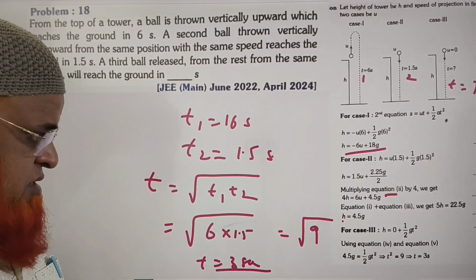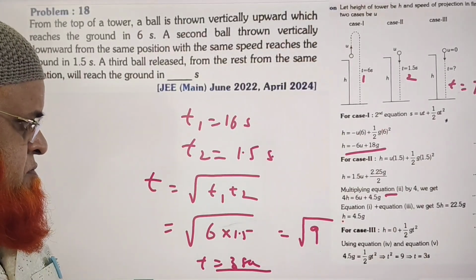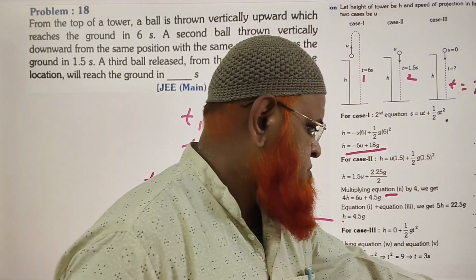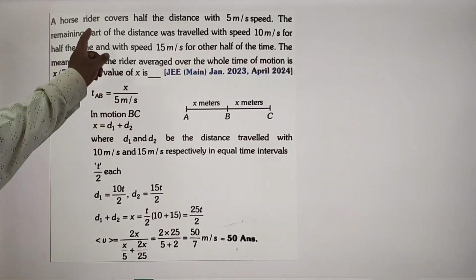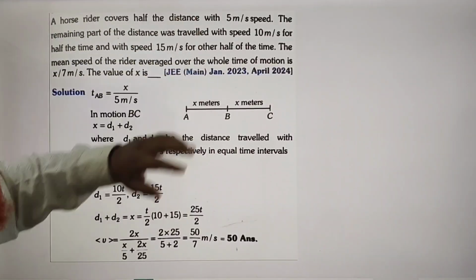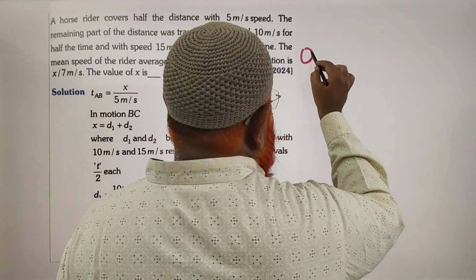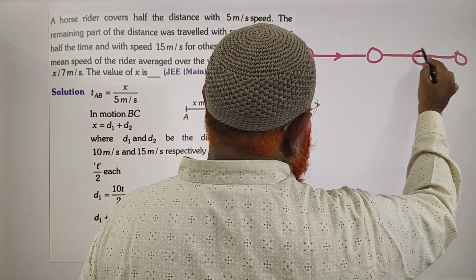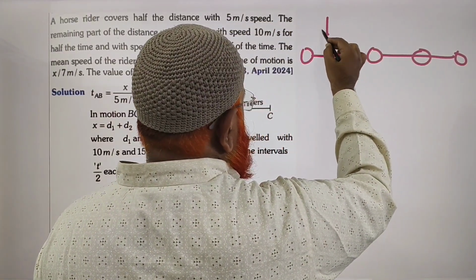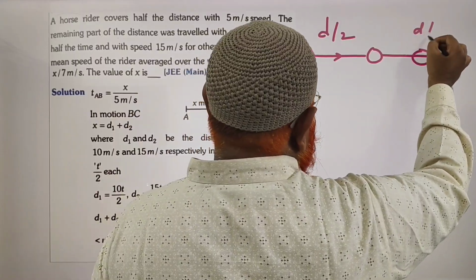Okay, so this is 3 seconds. Now, I have explained this problem to you already. So what is this problem? A horse rider travels half of the distance. So I am taking half distance and the remaining half distance. This is half and this is half again. So this is how much? D by 2 and this is again D by 2.